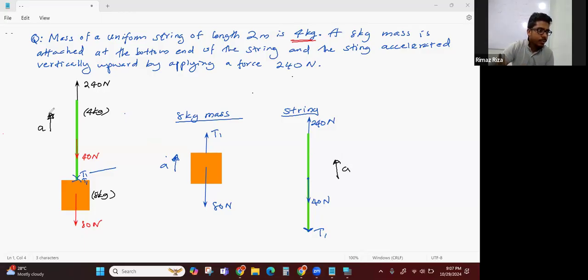Let us mark the acceleration of the system as a. That means the string is also accelerating vertically up with acceleration a, and the box is also accelerating with the same acceleration. For example, if you are inside a car and the car has 10 meters per second squared acceleration, then all the things and people inside the car will have the same acceleration. If you consider the side mirror, it also has the same acceleration as the car, right? So here the system is accelerating with acceleration a, therefore the string also has the same acceleration, and the mass also has the same acceleration.